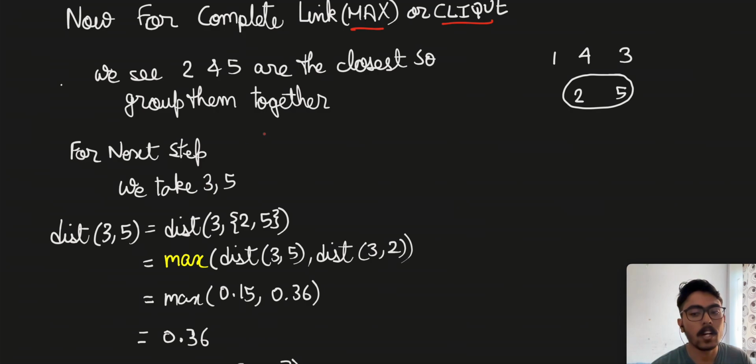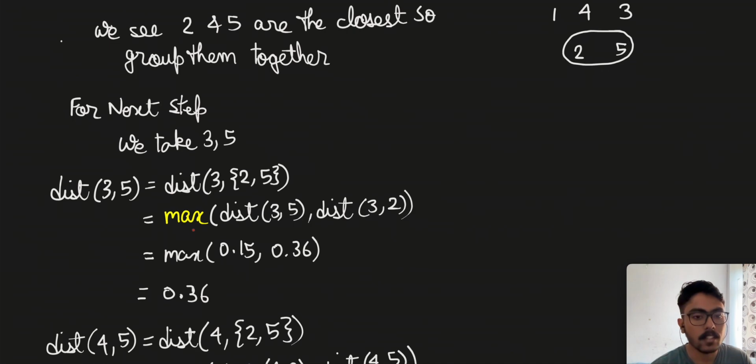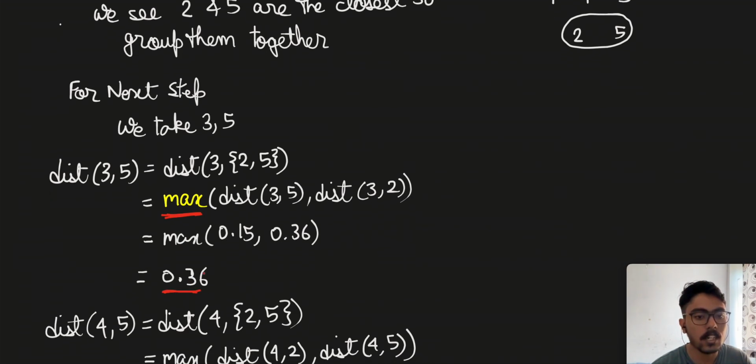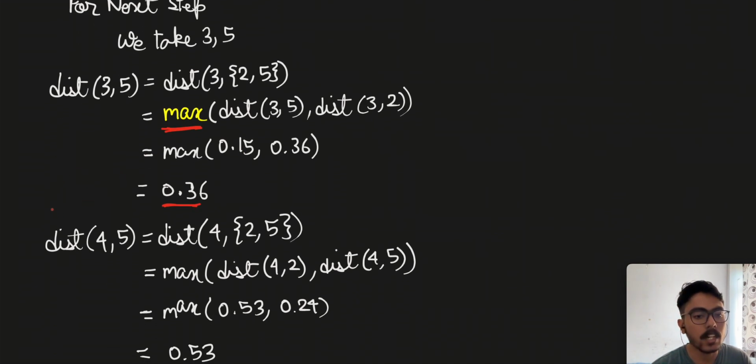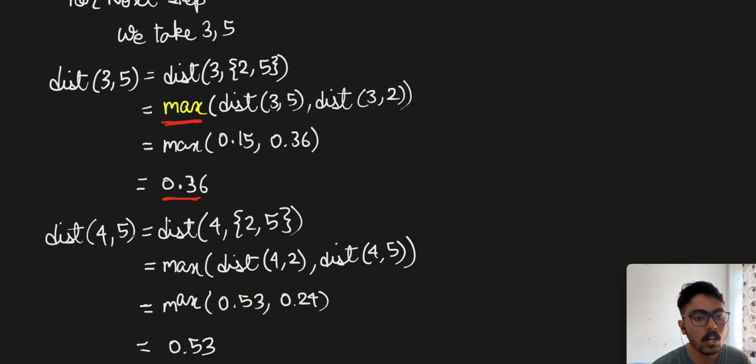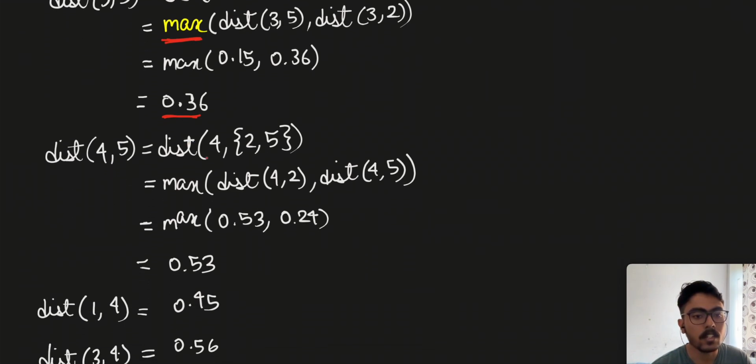For next step, again we will follow that ordering 1, 2 and 3. So we take 3 comma 5, and this time see here I have highlighted max of distance 3 comma 5, distance 3 comma 2. So then we have 0.15 and 0.36 from that same dissimilarity matrix table, and then we will say that 0.36 is the distance. Why? Because we are taking the maximum. Similarly, we will calculate for the next, that is number 2, that is 4 comma 5. So in a similar manner it comes out to be 0.53.